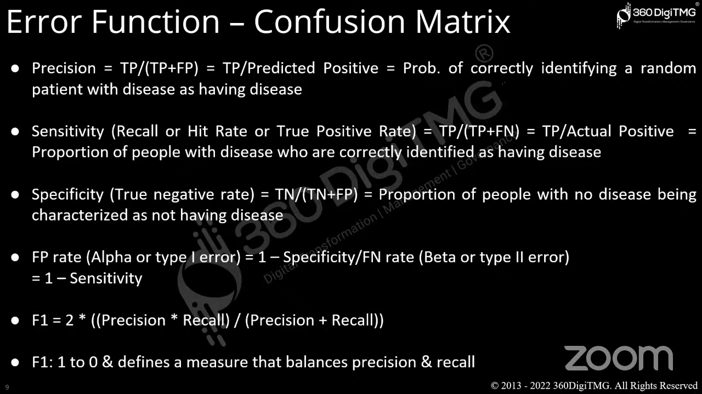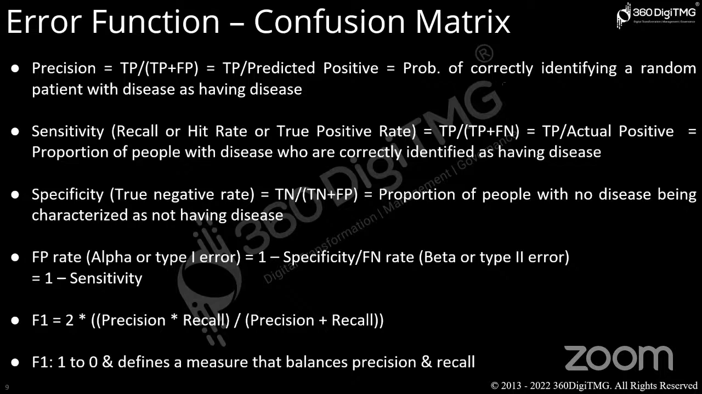F1 is between 1 and 0 and defines some measure that balances the precision and recall. So many things are there. Besides this, if I were to say, okay, all these things are fine, but what is actually the need for confusion matrix in machine learning?